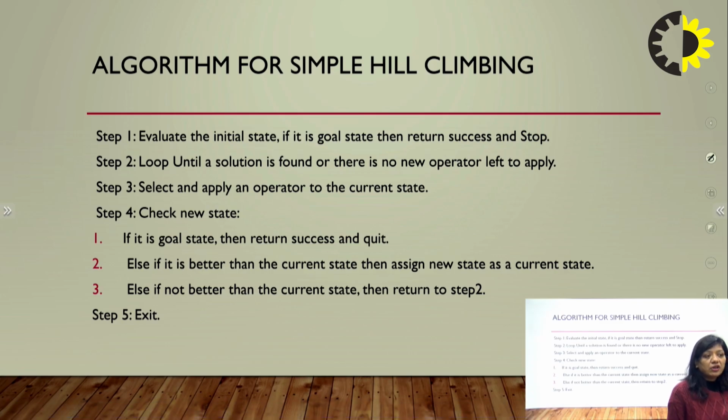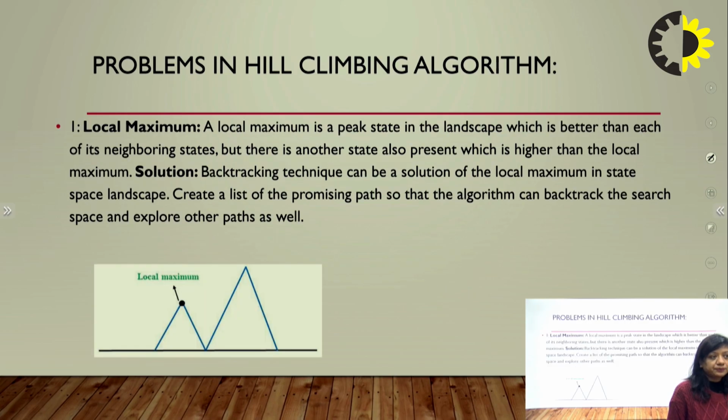First, we evaluate the initial state, and loop until a solution is found or there is no operator left to apply. Select and apply an operator to the current state. Next, check the new state. If it is the goal state, then return success and quit. Else, if it is better than the current state, then assign the new state as the current state. Else, if it is not better than the current state, then we return to the step and finally exit.